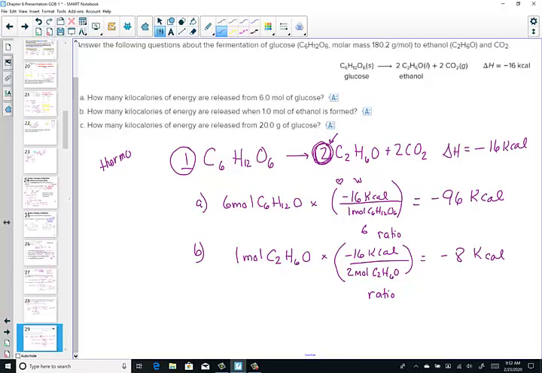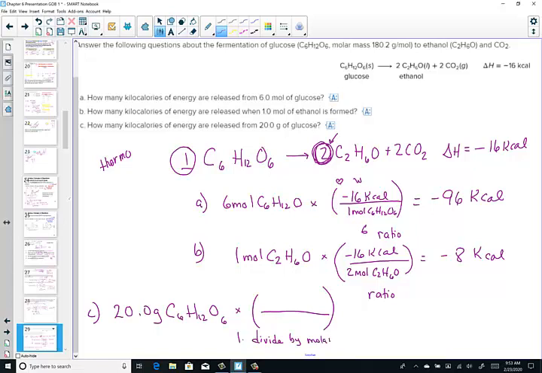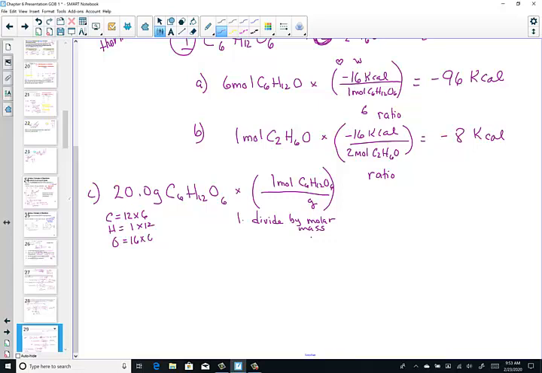How about letter C? I'm going to give myself more room. This is 20 grams of glucose. And we want to know kilocalories. So that means we have to get into the mole first. So step 1, we divide by molar mass. Then we can ratio. So I've got to find the molar mass of C6H12O6. I know carbon has a molar mass of 12, and I see 6 of them in the formula. Hydrogen has a molar mass of 1, and there's 12 of them in the formula. And oxygen has a molar mass of 16, and there's 6 of them in the formula. So I'm going to count 12 times 6 plus 12 plus 16 times 6, and you find a molar mass of this sugar molecule as 180 grams.